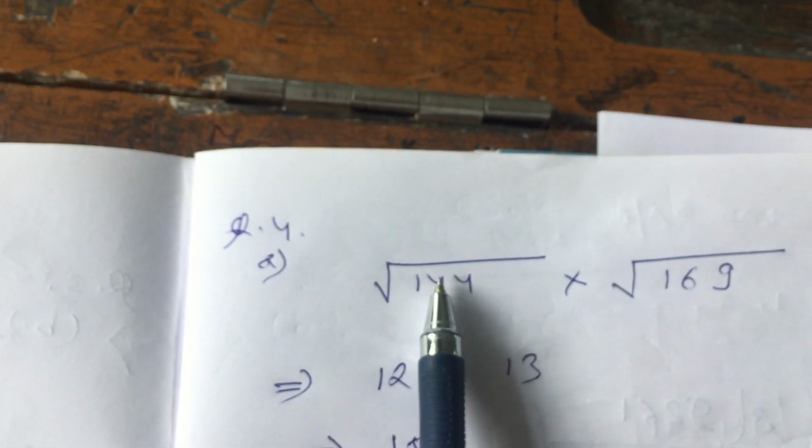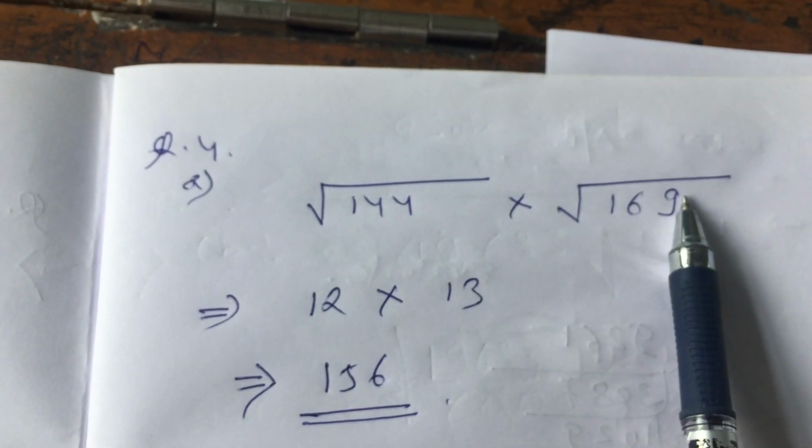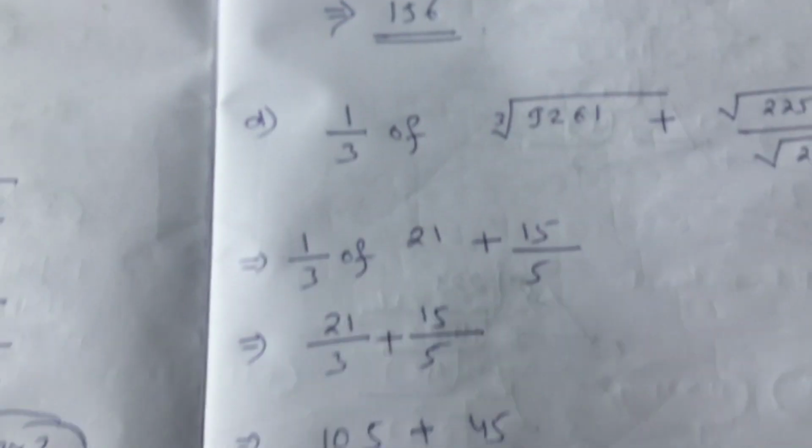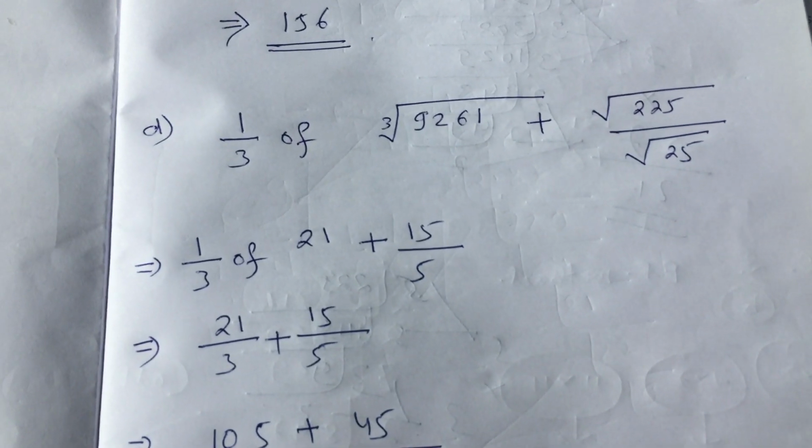Simply find out the square root of 144, which is 12. Square root of 169 is 13. Then multiply. The answer is 156. The most difficult ones I have solved for you, as you can see out here.